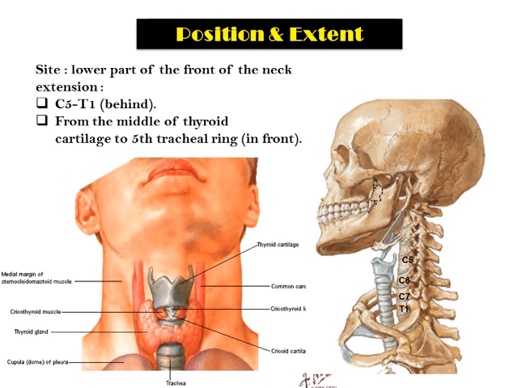Thyroid gland, one of the endocrine glands, secretes thyroxine hormone. It is located in the lower part of the front of the neck. This gland is butterfly in shape. It varies in size, becoming larger in females than males. It extends from C5 to T1 behind, and from the middle of the thyroid cartilage to the fifth tracheal ring in front.